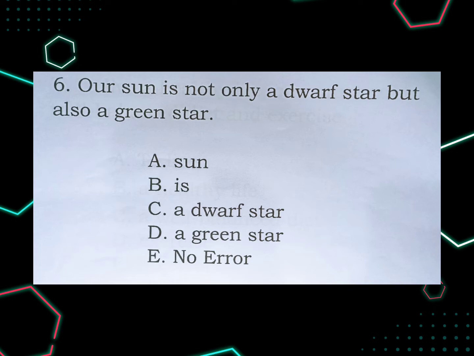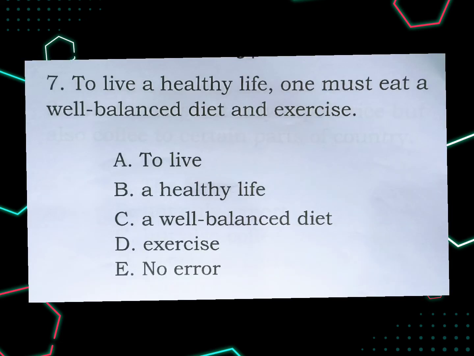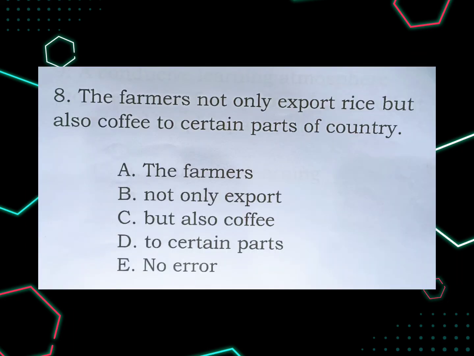E. No error. Number 7. To live a healthy life, one must eat a well-balanced diet and exercise. A. To live. B. A healthy life. C. A well-balanced diet. D. Exercise. E. No error. Number 8. The farmers not only export rice but also coffee to certain parts of country.